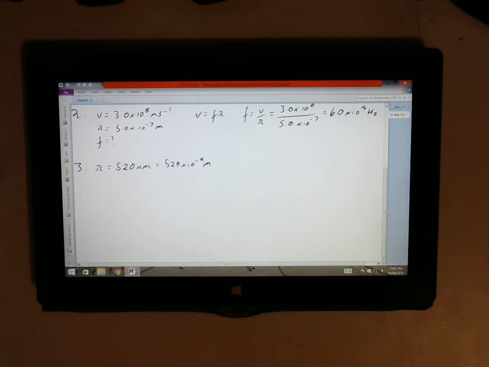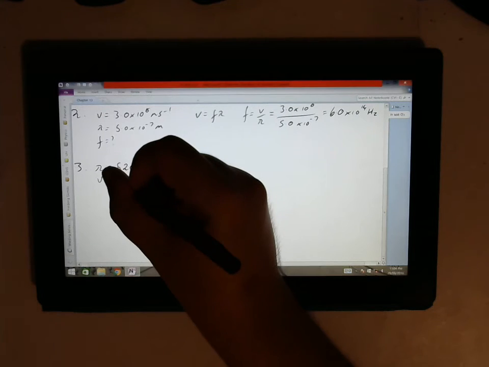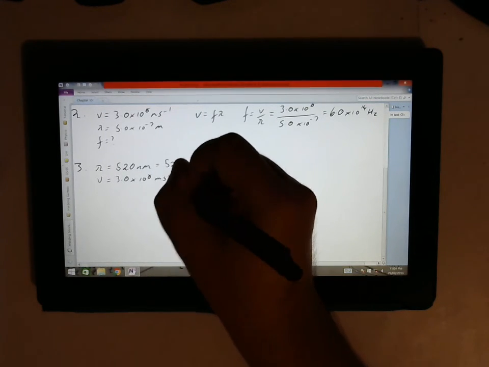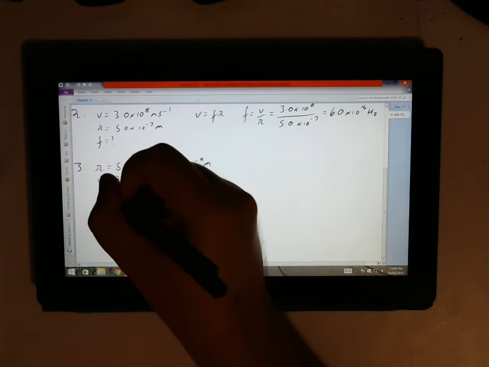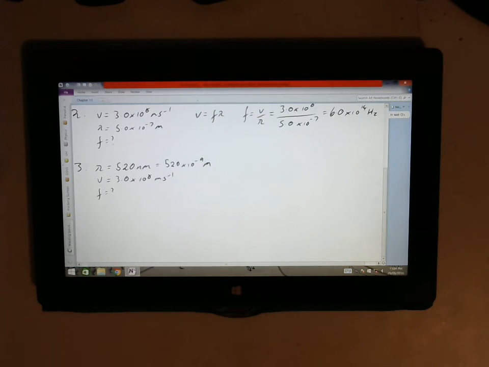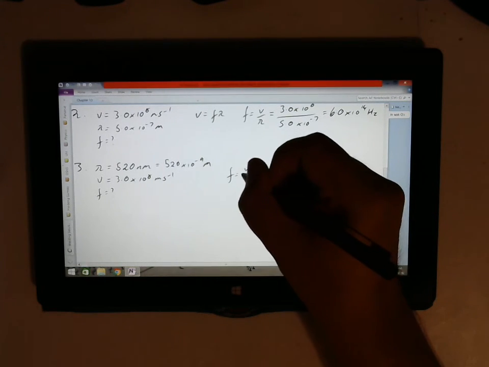But there's no other numbers. We're asked to find the frequency, but we don't have anything else. So the clue is that we're talking about light, and it says find the frequency of the light. You have to recall that the velocity of light is 3.0 times 10 to the 8 meters per second. Okay? And in this case now we're solving frequency. Now the solution at this point is the same as before. We have a formula, f equals v over lambda.